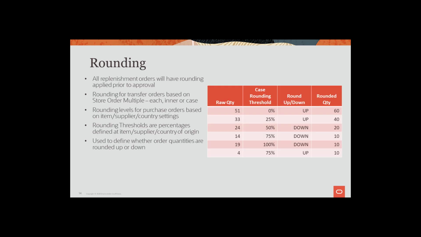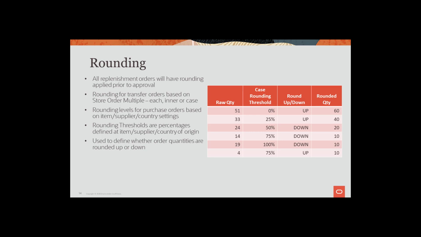A key variable in replenishment relates to how quantities are rounded. For a purchase order or transfer to be approved in replenishment, it must be rounded by either the store order multiple for transfer orders or the round level set for the item supplier origin country. The store order multiple can be defined as eaches, inner, or case. The round level for POs can be case, layer, pallet, case layer, layer pallet, and case layer pallet.